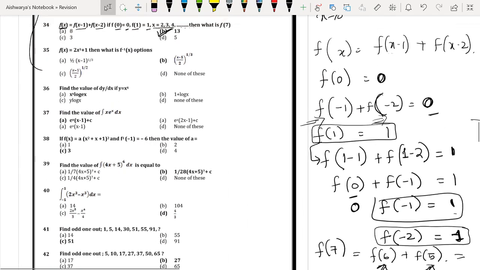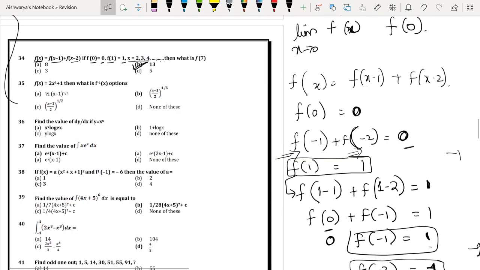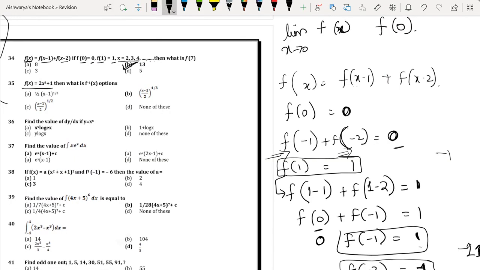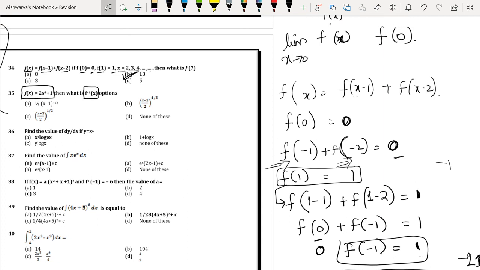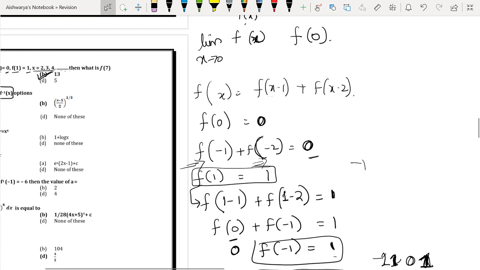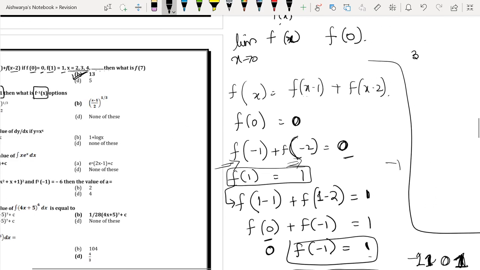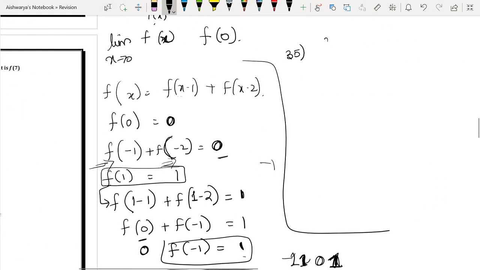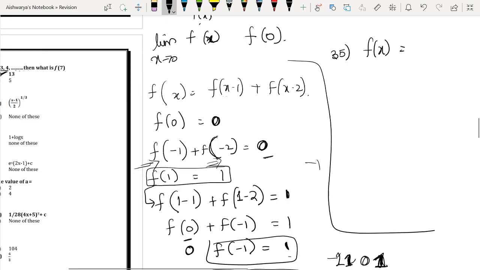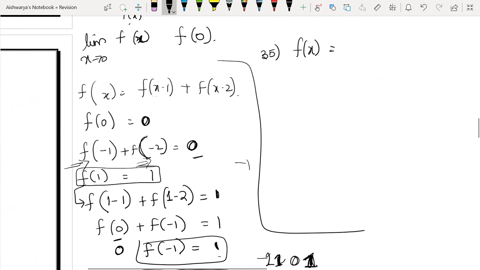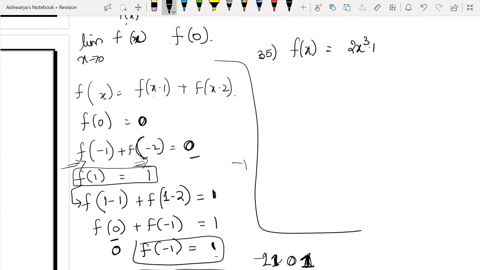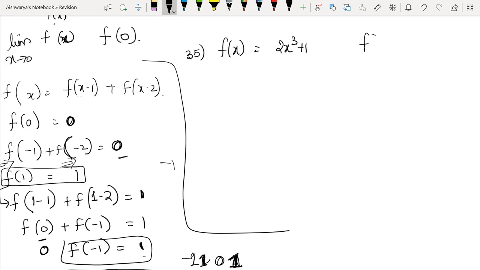Okay, so now let us go to 35th question. In the 35th question, they have given you the function f of x, and they are asking you to find the inverse of that function. Actually, this is a very simple concept, but normally when we read from a textbook, we become very confused. So let me just write it here. 35th question, f of x is equal to 2x cube plus 1. Okay, the question is asking f inverse of x.